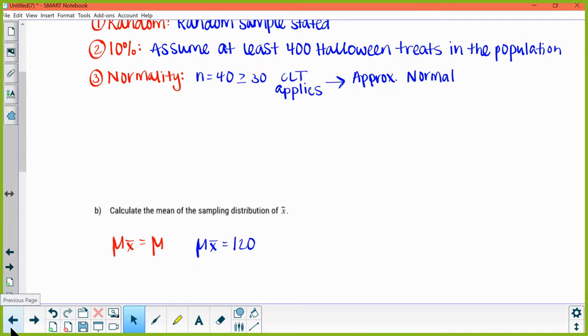And if this is the true mean of the population, it does not matter that I'm taking more than one individual treat in my sample. That mean and those sampling distribution pieces that I build around the center should distribute evenly on either side of 120. So that's why when I'm doing mean, I don't have to do anything with sample size.